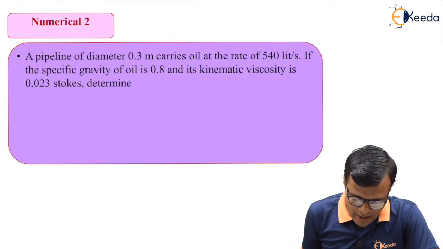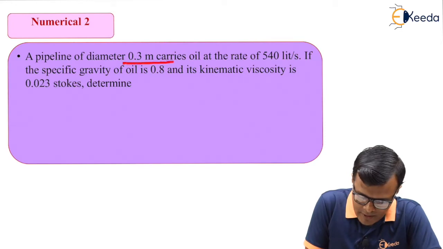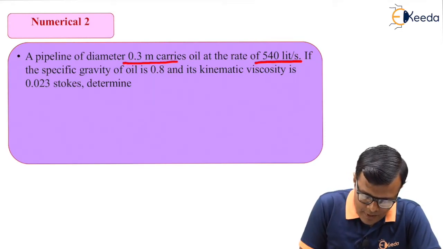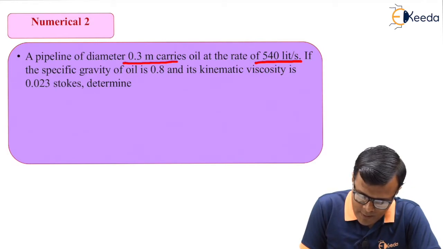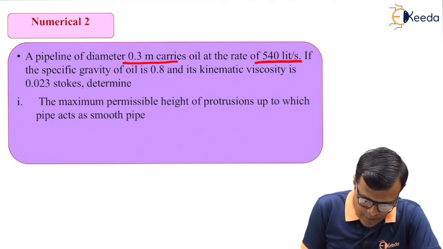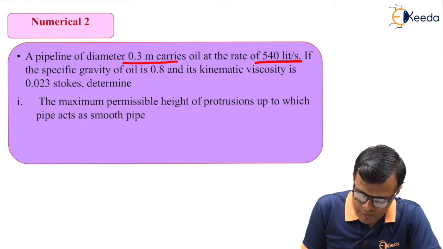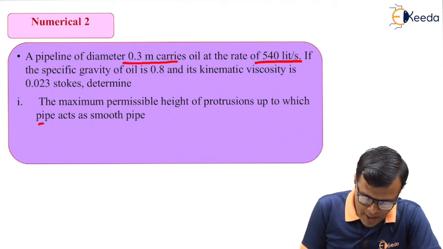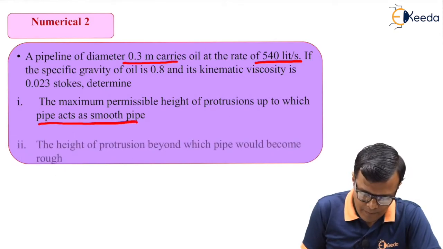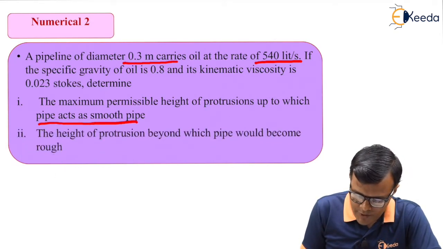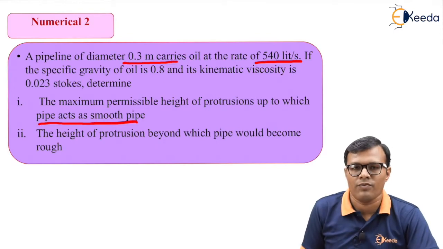A pipeline of diameter 0.3 meter carries oil at the rate of 540 liters per second. If the specific gravity of oil is 0.8 and its kinematic viscosity is 0.023 stokes, determine the maximum permissible height of protrusions, that is restrictions, up to which the pipe acts as a smooth pipe, and the height of protrusion beyond which the pipe would become rough.